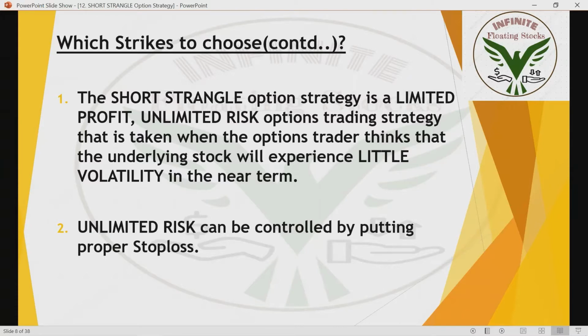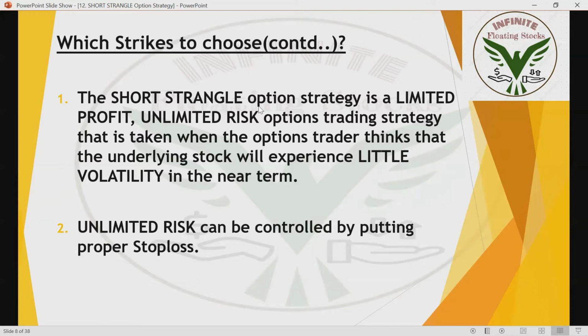I repeat, the short strangle is an option strategy which is having limited profit and unlimited risk, unlimited loss, when you're dealing with this strategy. But by putting proper and good stop loss, we'll be able to control that unlimited risk. You can convert that unlimited loss to limited loss by putting proper stop loss. Stop loss is very important when you are dealing with this strategy. Do not forget to put stop losses.